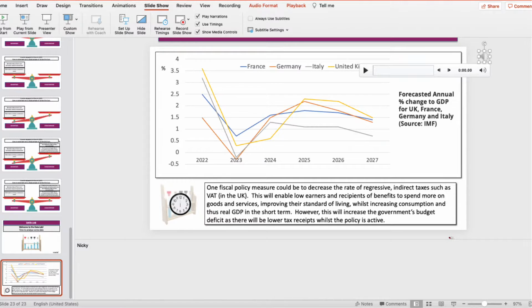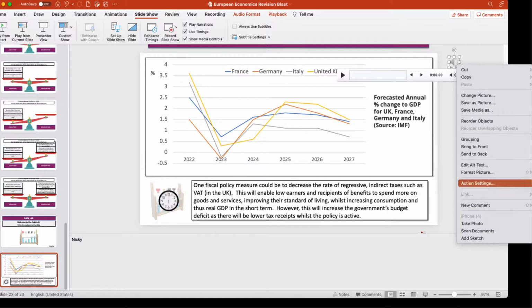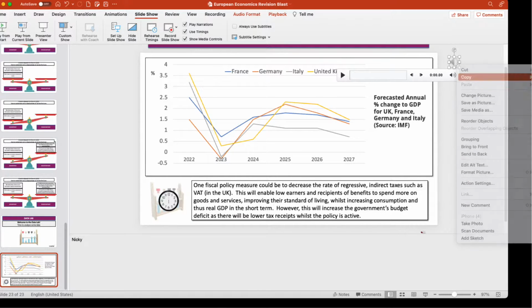So, however, this will increase the government's budget deficit. Remember, that's the bit of evaluation on that.